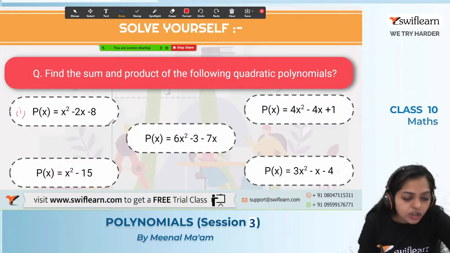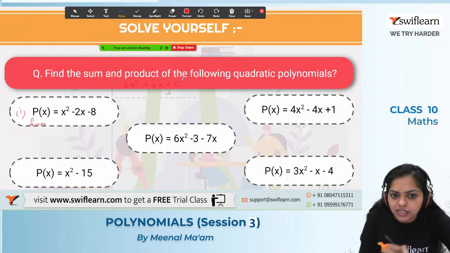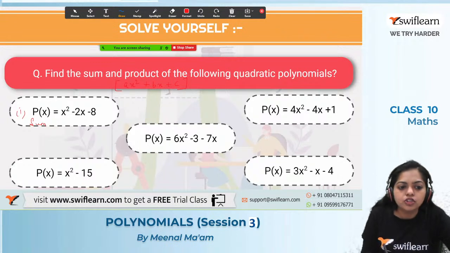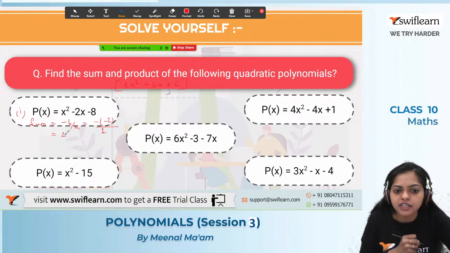So p(x) is equal to x square minus 2x minus 8. So sum will be equal to what? We have to always remember the general form. So general form is ax square plus bx plus c. Okay, this is the general form for the quadratic polynomial. So sum will be equal to minus b by a, that is coefficient of x divided by coefficient of x square. So minus coefficient of x is minus 2, divided by coefficient of a, which is 1. So what is the sum here? It is equal to 2.